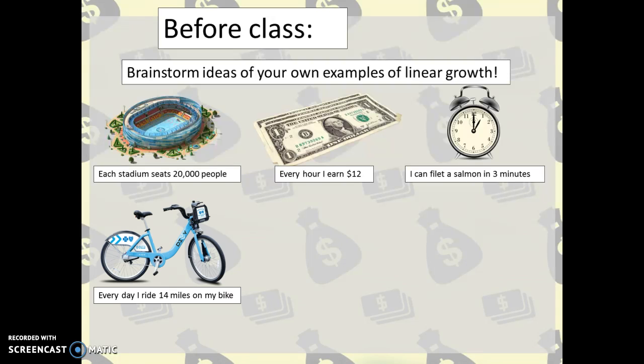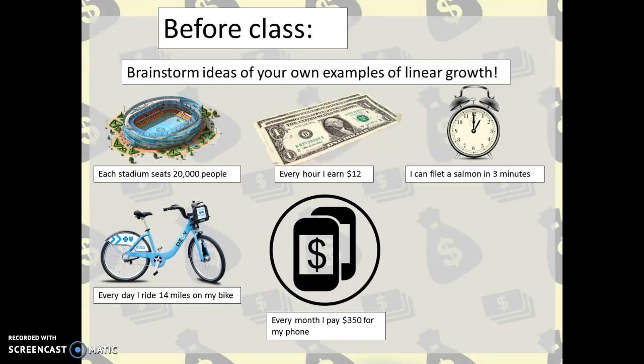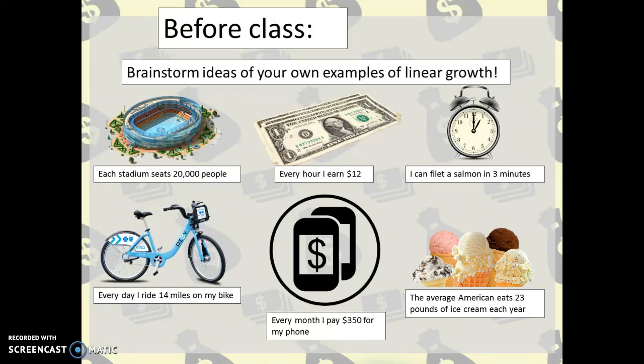Some other examples. You could talk about over time. What about over a day? What do you do in one day? I ride a bike 14 miles. What do you do over a month? Well, over a month, I pay some money for my phone bill, car note, your rent. What about over an entire year? Maybe on average, I look up some statistics. Ice cream, 23 pounds of ice cream each year. All of these are linear growth, and you'll notice that each one you can think of in terms of every or each, a constant measurement.